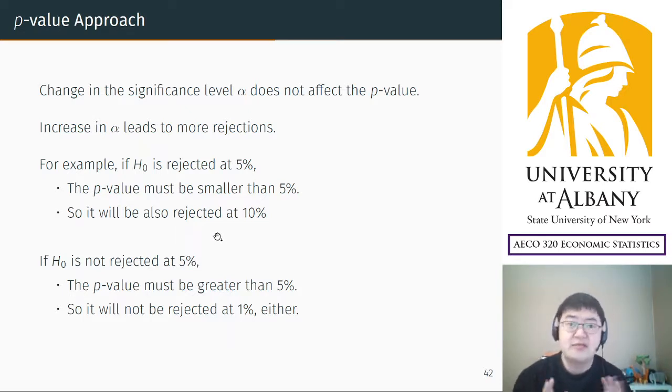Anyhow, it's a simple basic relationship involving the significance level. The key idea is that an increase in alpha leads to more rejections. That's the most important idea. And we are going to use this intuition later in the next lecture, so keep that in mind.